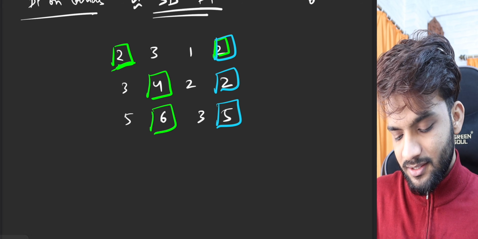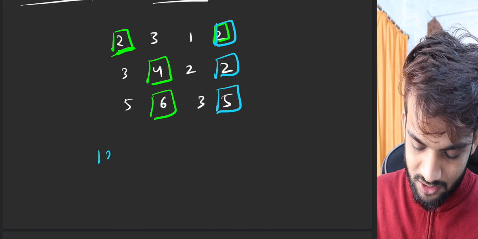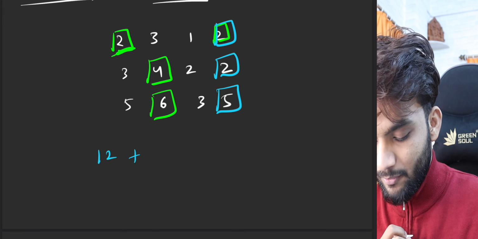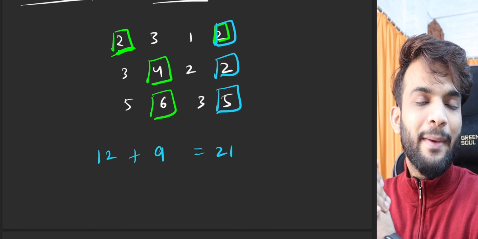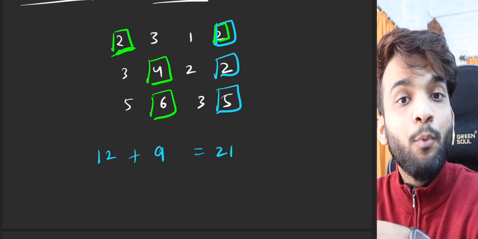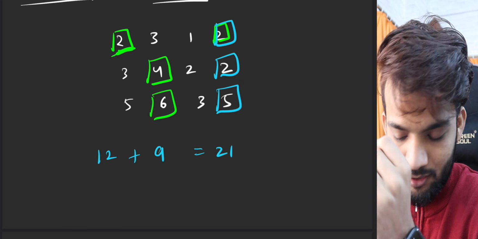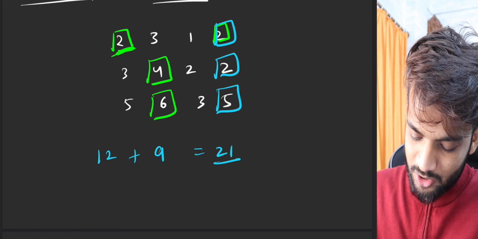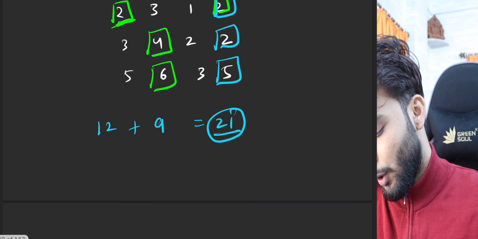So I can say Alice's sum will be 12. Makes sense. And Bob's sum, I think, will be 5 plus 2, 7 plus 2, 9, and total 21. And this is the maximum number of chocolates that both can collect. So your task is to figure out this possible value 21 and maximize it as much as possible.